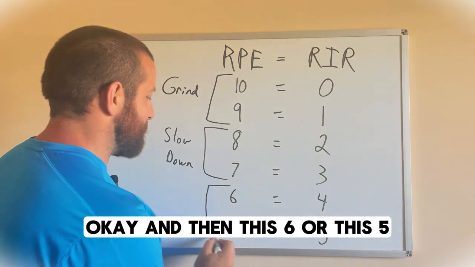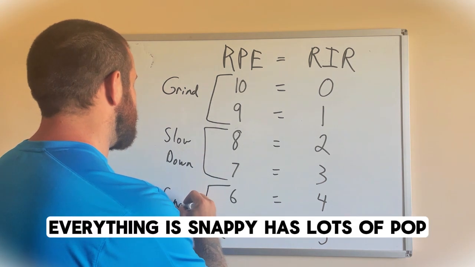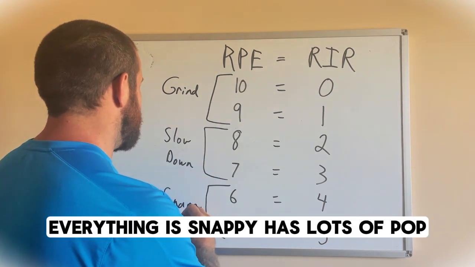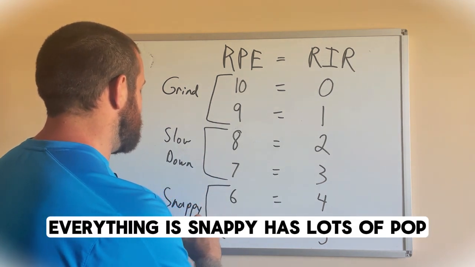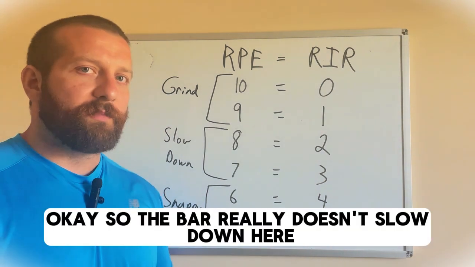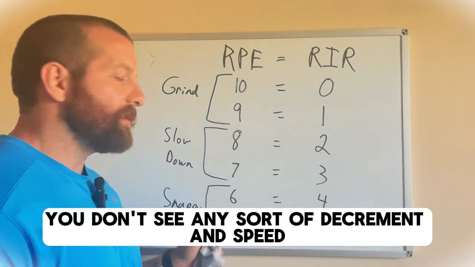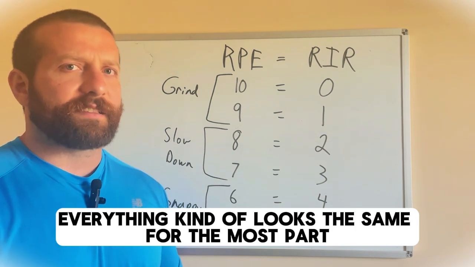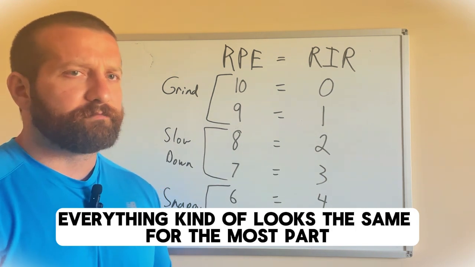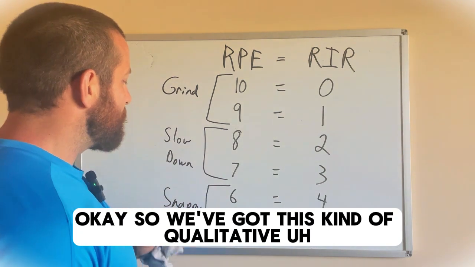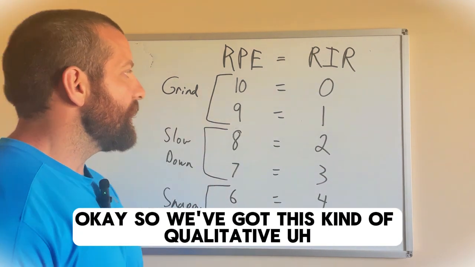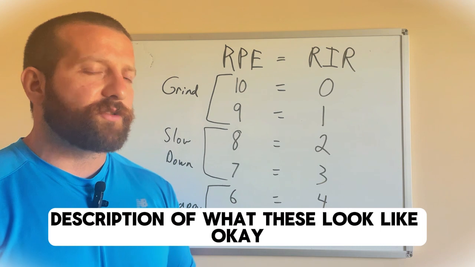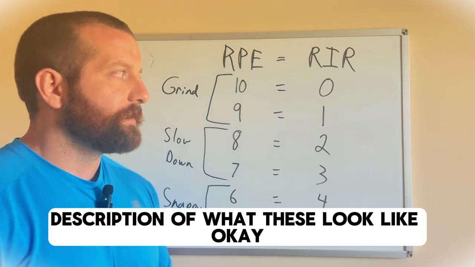Okay, and then this 6 or this 5, everything is snappy, has lots of pop. So the bar really doesn't slow down here. You don't see any sort of decrement in speed. Everything kind of looks the same for the most part. Okay, so we've got this kind of qualitative description of what these look like.